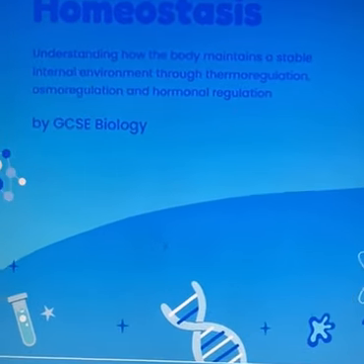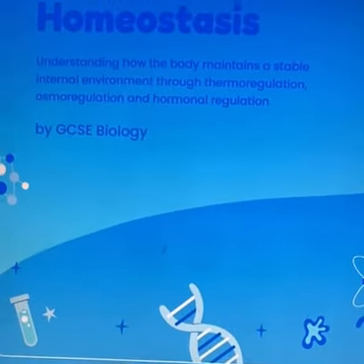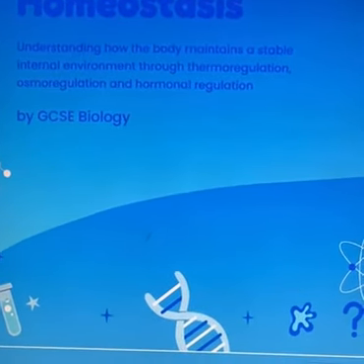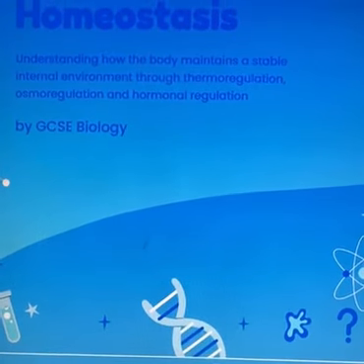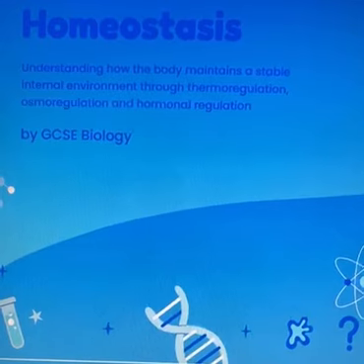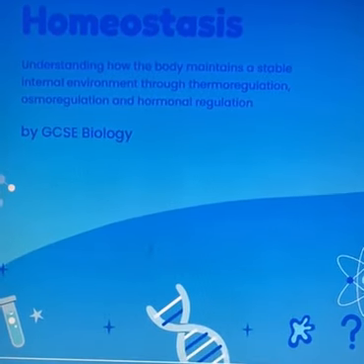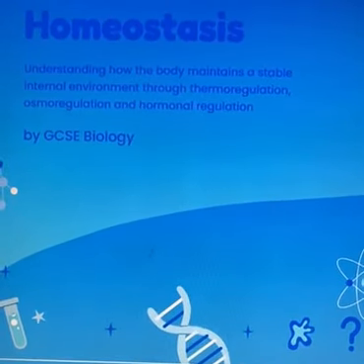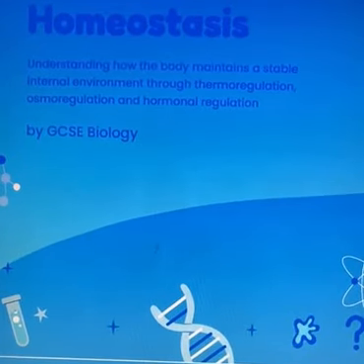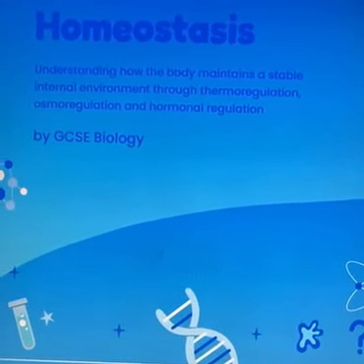Let's see what is homeostasis. So today we are going to see what is homeostasis. Homeostasis is understanding how the body maintains a stable internal environment through thermoregulation, osmoregulation and hormonal regulation. So maintaining internal environment with the external conditions.